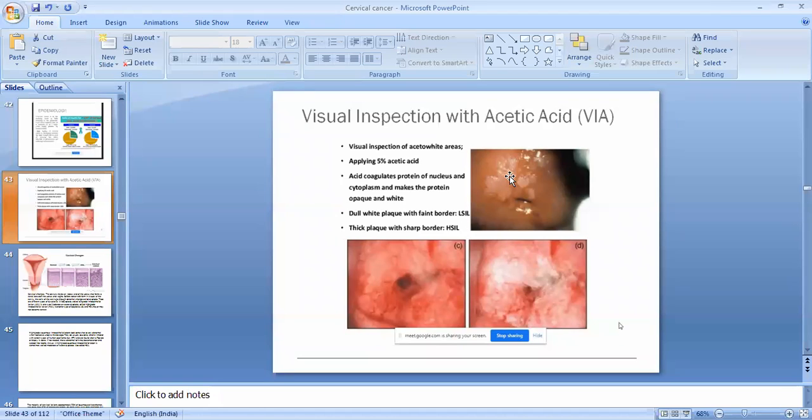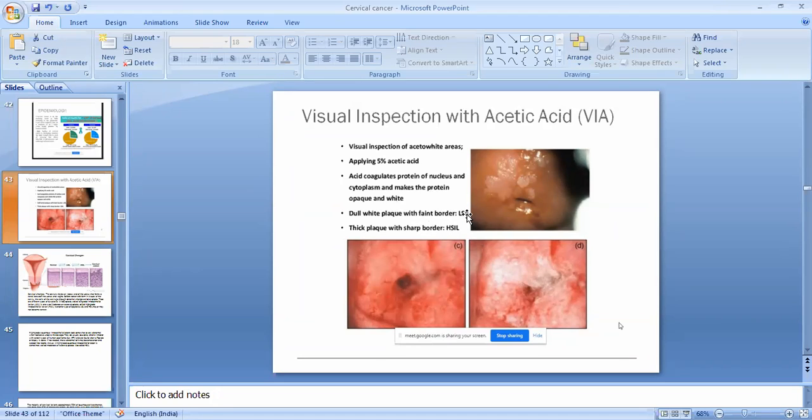LSIL is not that dangerous. Even HSIL is not that dangerous. They can always revert back to normal. They're not cancer. They're pre-cancerous lesions actually.